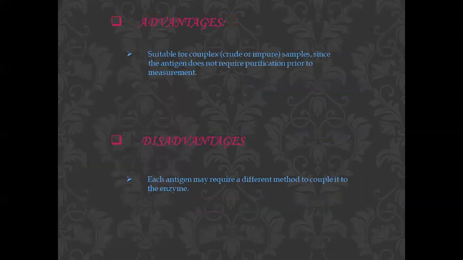So the advantages of this one are that it is suitable for complex, crude or impure samples since the antigen does not require purification prior to measurement. Directly we can use it. Disadvantages are that each antigen may require a different method to couple it or to identify it. This is the sandwich method.